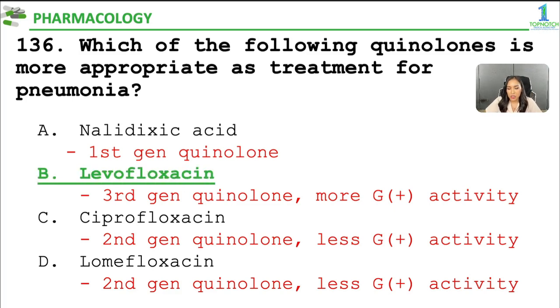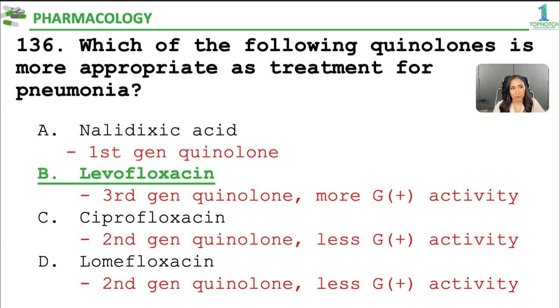Let's discuss. Sa cephalosporins, the higher the generation, the more negative coverage. Sa quinolones, the higher the generation, the more gram-positive activity. So, opposite sila. Cephalosporins, the higher you go, the more negative. Sa quinolones, the higher you go, the more positive. But we're talking about pneumonia. Ano bang common causes ng pneumonia? Mga Staph aureus, streptococcus, mga gram-positives. Therefore, you want a quinolone na higher generation and higher gram-positive activity, like levofloxacin.